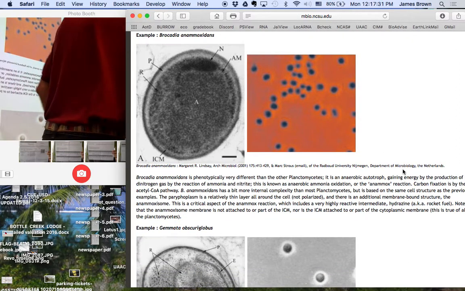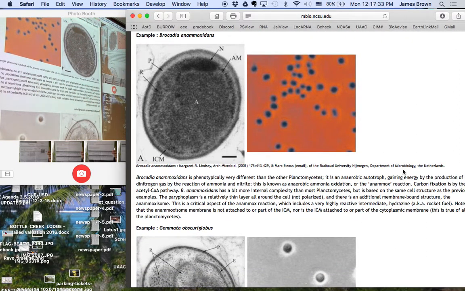This is the oddball, Brocadia anammoxidans. This organism is an anaerobe, and it's an autotroph. It carries out the anaerobic ammonia oxidation pathway. So think of a wastewater treatment plant. Ammonia goes in, it's digested anaerobically.